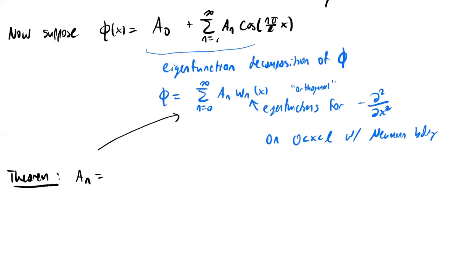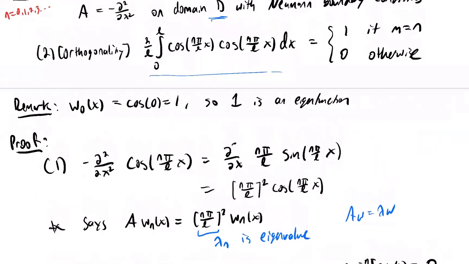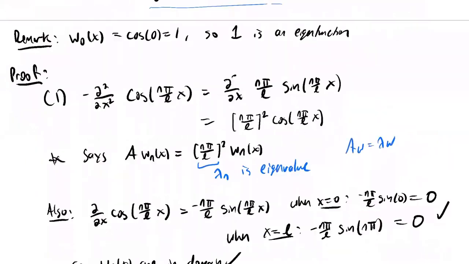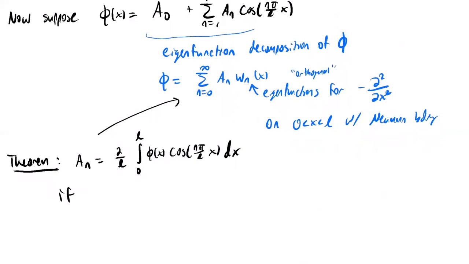So if I look at this particular an, it's going to be given by, well, you have to rescale to take into account the length of the interval. So we have to have this 2 over L factor. But otherwise, it's going to be 2 over L times the integral from 0 to L. And what did we do last time? We multiplied the function phi by the eigenfunction. And so in this case, this is phi of x times cosine of n pi over L times x dx. So this is the case if phi of x has this form. Right, and so this is for n bigger than or equal to one.